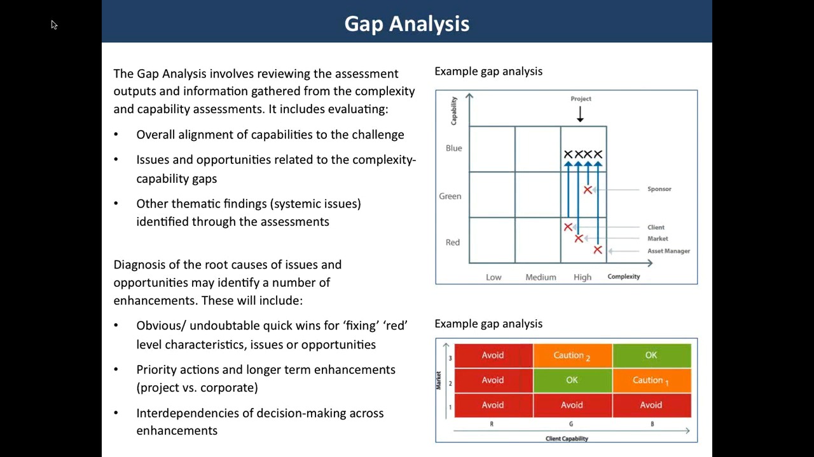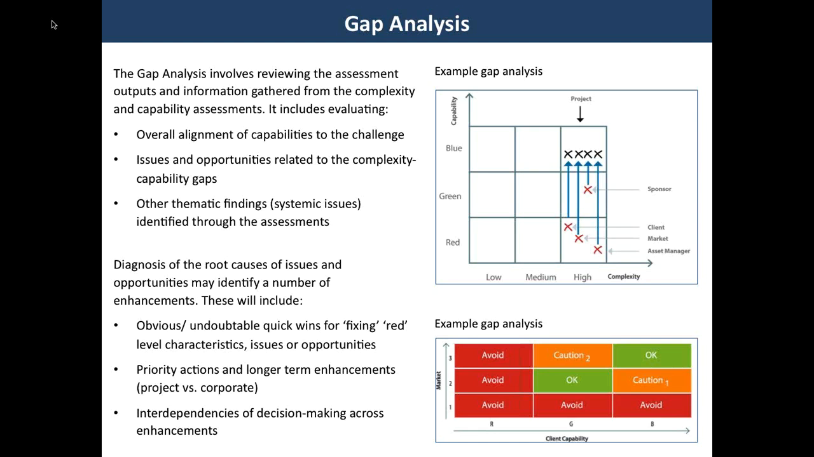It can include evaluating the overall alignment of capabilities to the challenge as described by the completed assessments in the DECA profile, evaluating the issues and opportunities related to that complexity capability gap identified, and other systemic issues identified through the process. An identified capability complexity gap could be that the participants feel that the delivery environment is highly complex, so a mainly red profile, but that the organizations involved are demonstrating primarily red capability. The project may need to consider upskilling or reducing the complexity in order to close that gap.